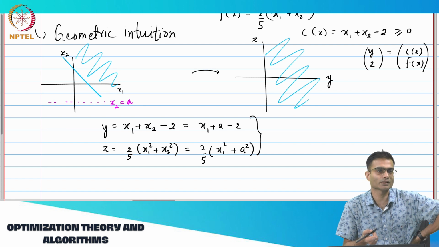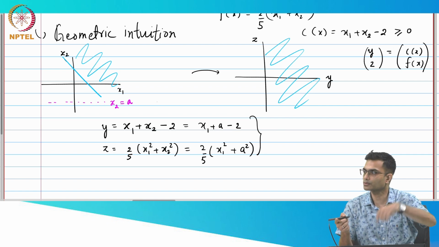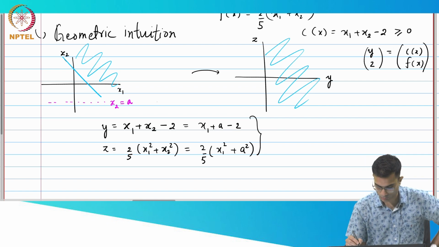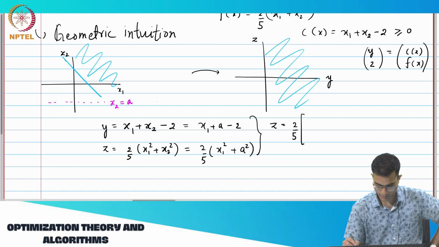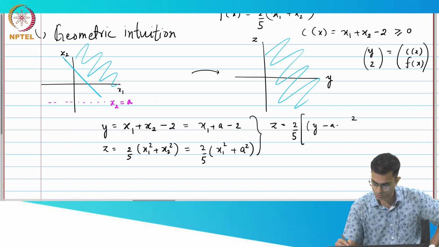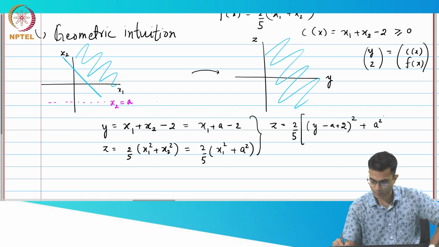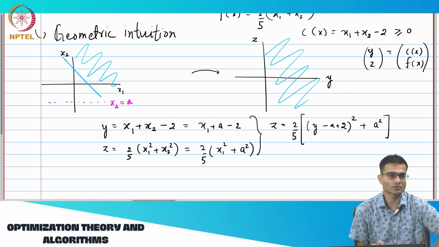Substitute, right? I basically eliminate x1. So I can take x1 and write it in terms of y and a and put this into the second equation. So you would get z is equal to 2 by 5, and I would write x1, which is nothing but y minus a plus 2 whole square. This is 2, and I have a plus a squared, right? So this is what I wanted, right?